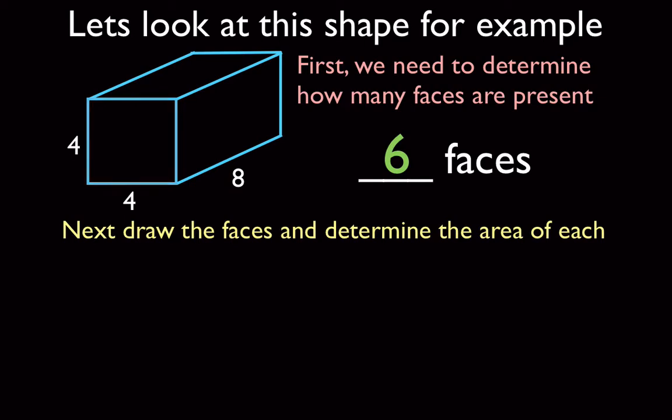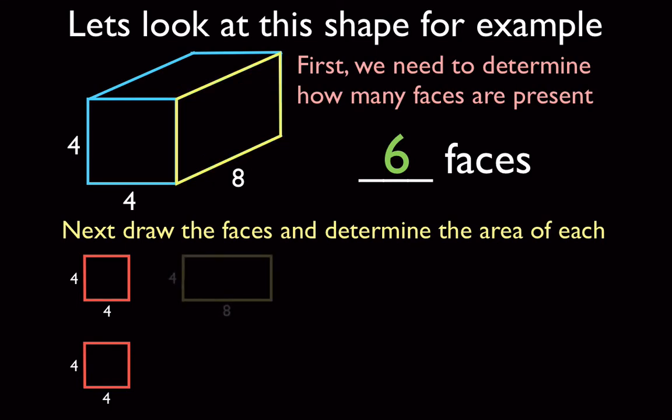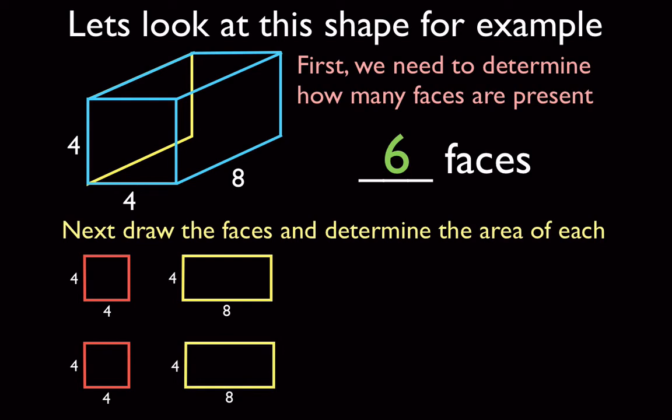So in this case, I have a square in the front. I have the exact same square in the back. I have the rectangle on the side and an identical one behind it. I have the rectangle on top and an identical one on the bottom.